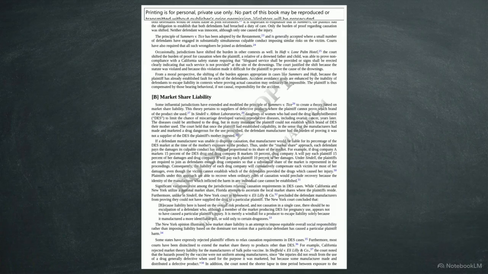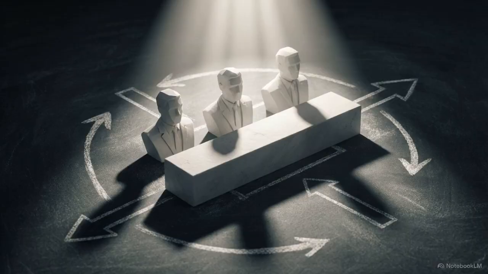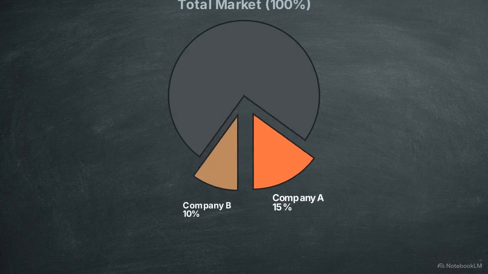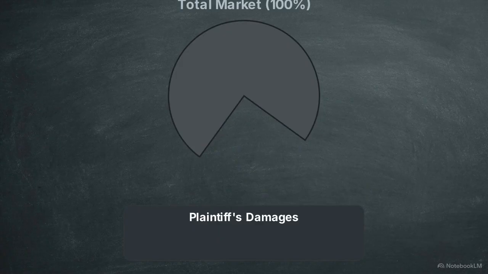Market share liability holds each manufacturer financially responsible in proportion to their share of the product's total market. Under the mechanical rule of Sindel, if a plaintiff sues enough companies to represent a substantial share of the market, the burden of proof shifts directly to those corporations. Financial damages are strictly engineered. A defendant pays a percentage of the plaintiff's damages exactly equal to their percentage of the drug's market share at the time. This doctrine has strict limits.